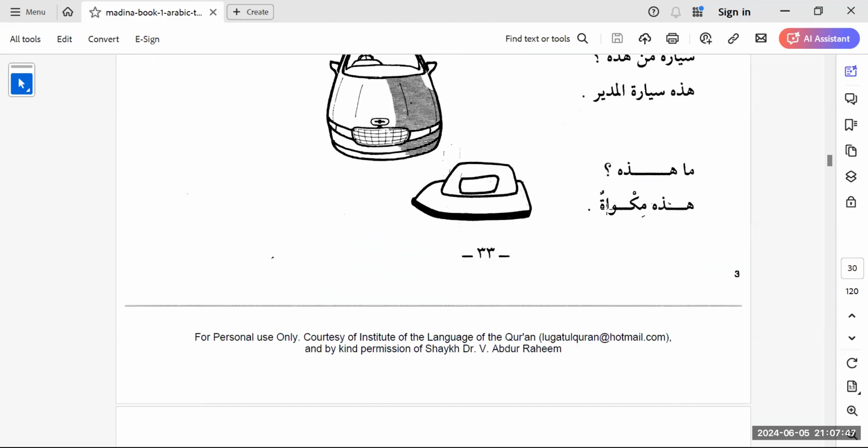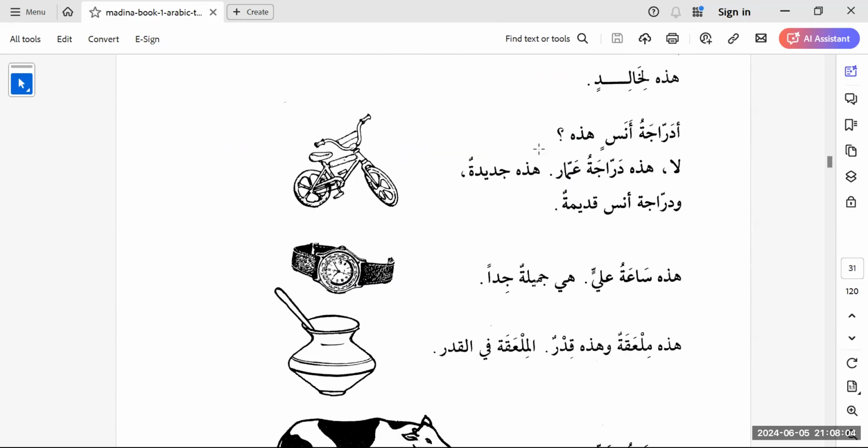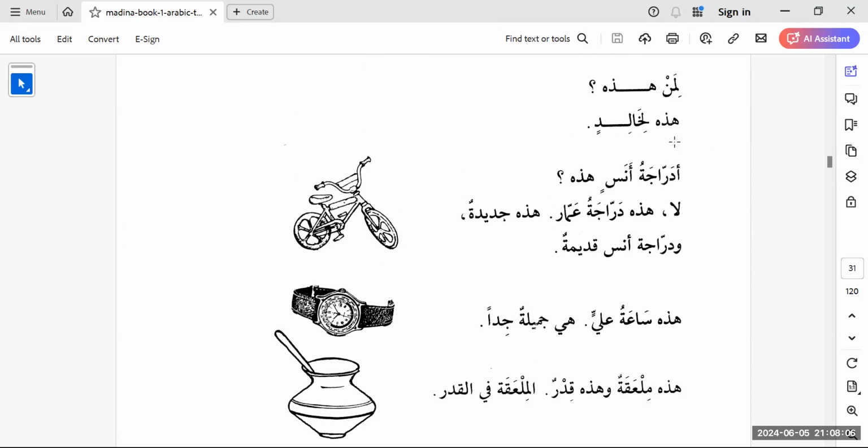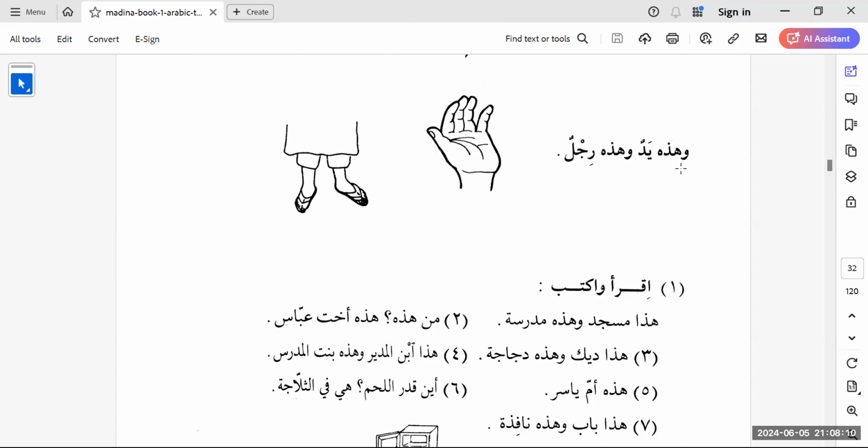And mikwat is, of course, an iron. A sayyara is feminine and it means car. So if we're asking whose car is this, we're going to say sayyaratu man hadihi. Whose car is this? And then you say hadihi sayyaratul mudiri. This is the car of the principal. And then there's a bunch of other words over here as well. All of these words were covered in the previous lesson.